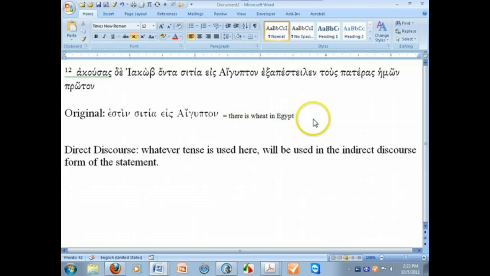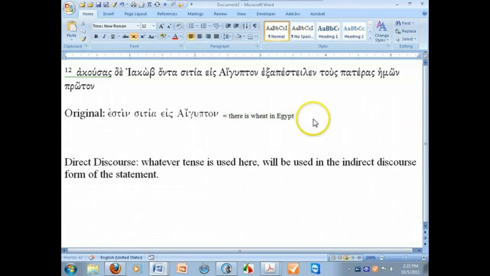They say, where'd you get the there? Well, English requires a there. We can't just say, is wheat in Egypt? But Greek doesn't require a there. They just say, is wheat in Egypt? And everybody says, oh, there's wheat in Egypt.